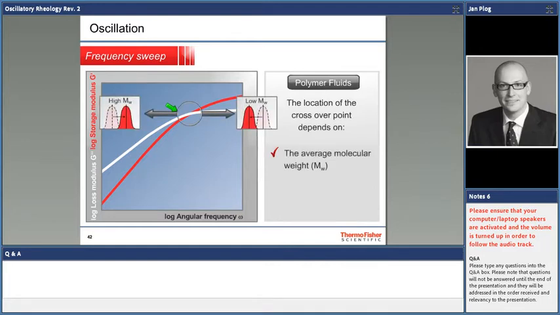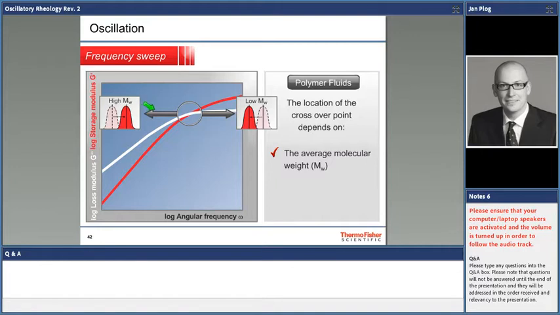As soon as you change the molecular weight of a given polymer, say you want to just thicken a shampoo and you use carboxymethyl cellulose or methyl cellulose, you have the same polymer with higher molecular weight at the same weight concentration. That means nothing else than that you shift this crossover to lower frequencies. The higher the molecular weight of the polymer is, the more elastic it will behave.